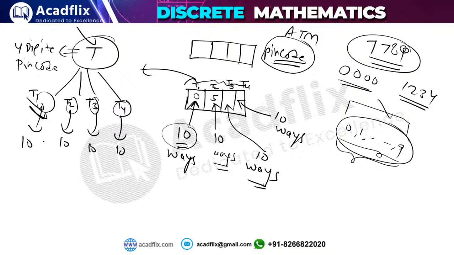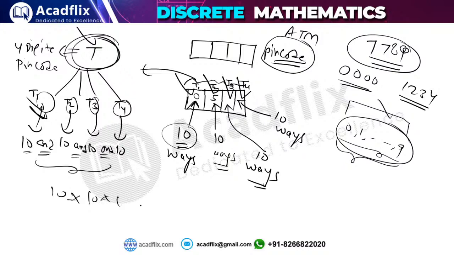And remember, to complete this task, you have to complete this task, and you have to complete this task, and you have to complete this task, and you have to complete this task. Basically, you need to put 1 digit here, and 1 digit here, and 1 digit here, and 1 digit here. So there is AND here. Because of this AND, you will get 10 multiplied by 10 multiplied by 10 multiplied by 10. So this will be your answer, 10 to the power 4.